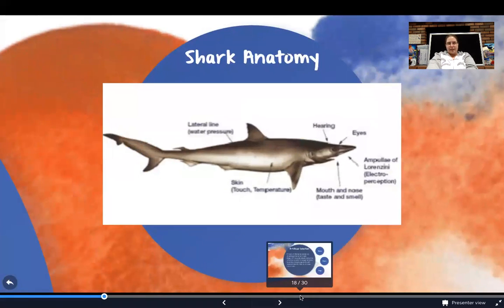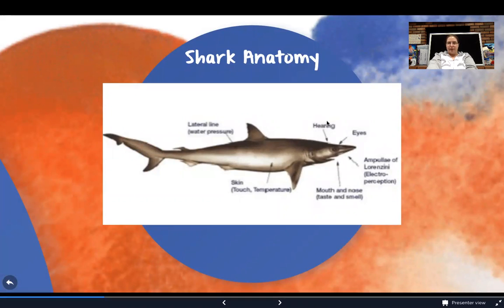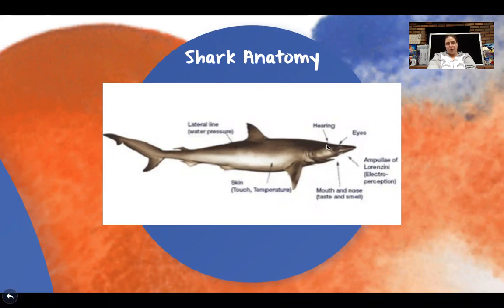Here you can see the anatomy of a shark. They actually do have a little bit of hearing as well, so they can hear different tones through the water, which helps them hunt. Their eyes, again, they can see. Mouth and nose for taste and smell. They can detect blood up to several miles away, and that's just a little bit of blood. They have very sensitive skin, sensitive to touch and temperature.